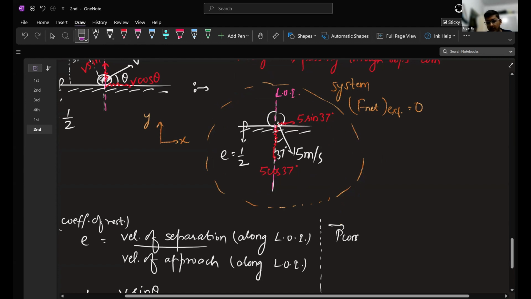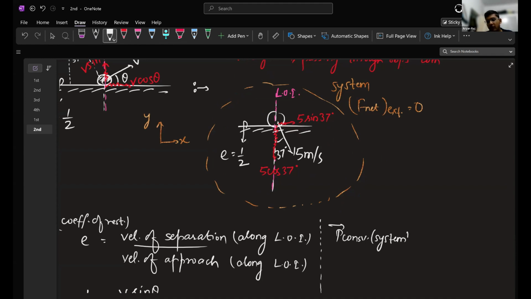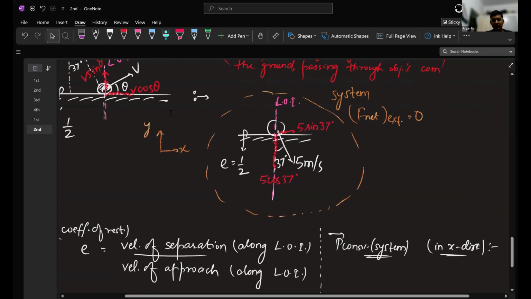Momentum conservation on the system, in the x direction. So in the x direction, the initial momentum was what?